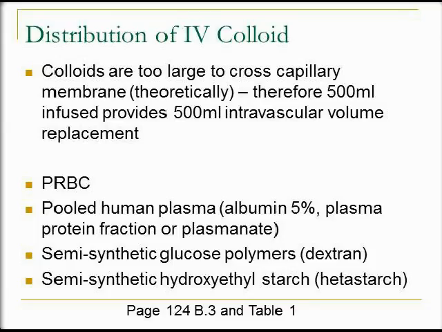So what are some colloids? The most common is packed red blood cells. Blood is a colloid, so that will all stay in the intravascular space. Also, we have pooled human plasma, or 5% albumin, plasma protein fraction, or Plasmanate. There's also a semi-synthetic glucose polymer known as dextran, or the semi-synthetic hydroxyethyl starch, or HES, which I'll talk about a little bit later, which we don't use as much anymore because of its association with kidney injury and mortality.